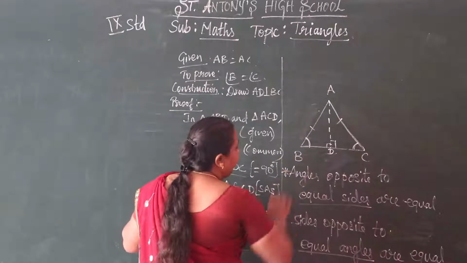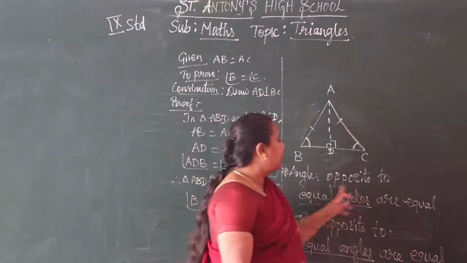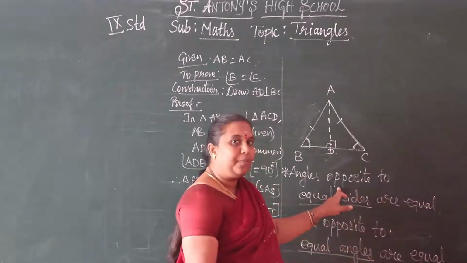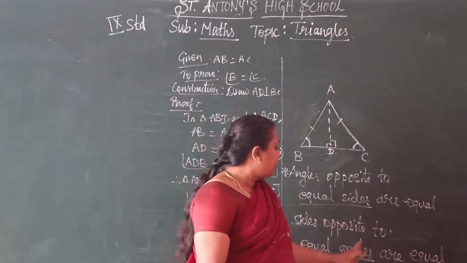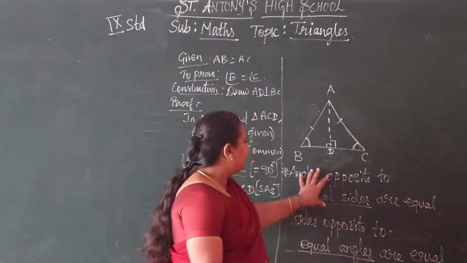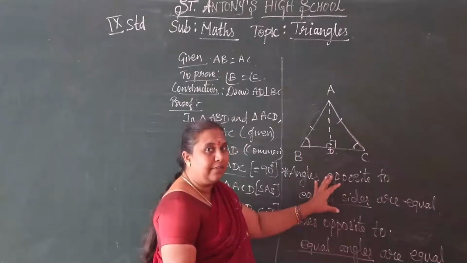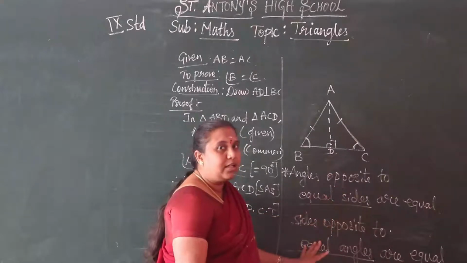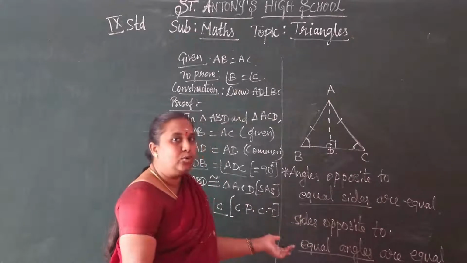The first property is angles opposite to equal sides are equal, and the converse of this property is sides opposite to equal angles are equal. Understood, children? The proof of the first property is given in your textbook, and the proof of the converse is not given, but we can prove this also.